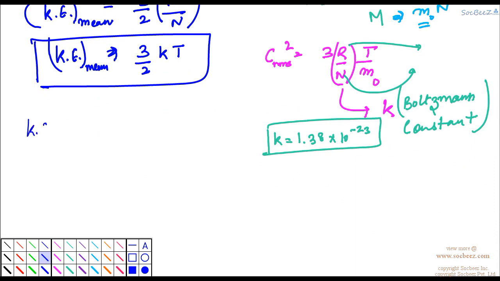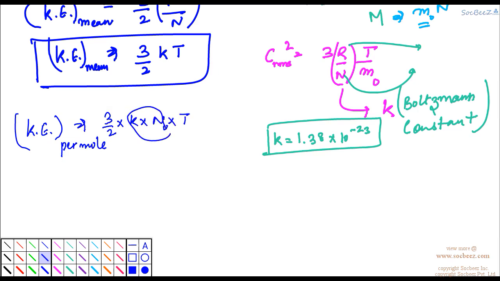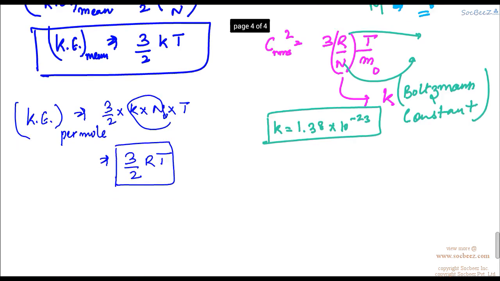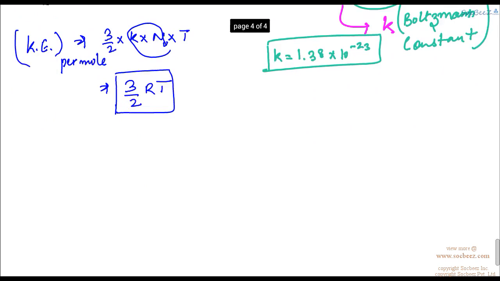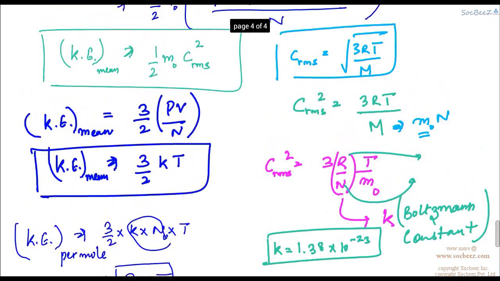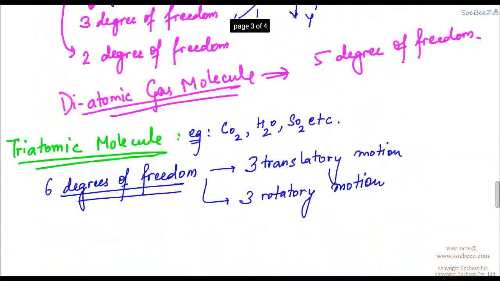So now we are dealing with kinetic energy per mole. This was for one molecule, so per mole would be 3 by 2 into K into N0, the Avogadro's number, into T, and K into N0, as we just discovered, was R, so it would be 3 by 2 RT. Correct? So per mole the kinetic energy in a gas is 3 by 2 RT, that is due to translation. Okay. So this is what we derived.